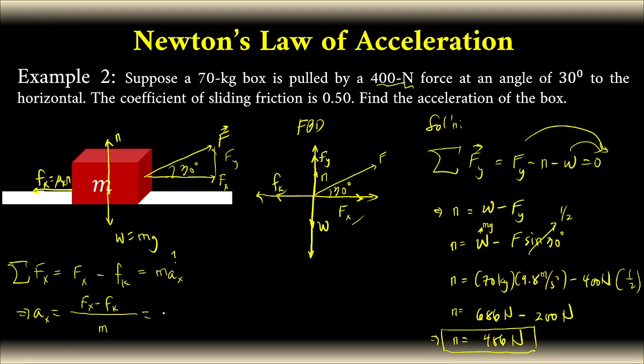Or this is equal to, what is Fx? This is basically from this triangle, the adjacent side, so this is cosine. So we have here 400 newtons times cosine of 30 degrees, minus Fk, which is mu sub k times the normal force. Mu sub k is 0.5, so this is 0.5 times the normal force, which is 486 newtons, and this is divided by mass, which is 70 kilograms.